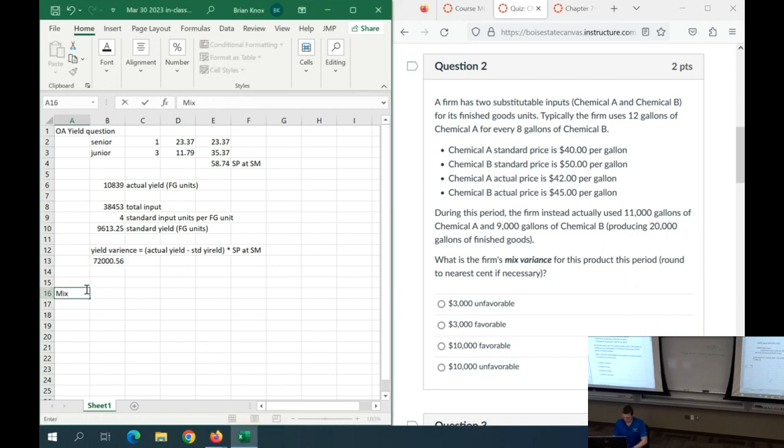All right, so this is a mix MCQ question, multiple choice question. That's what it stands for. All right, so we have two substitutable inputs, chemical A and chemical B, and we typically use 12 to 8, A to B. All right, so that's 12, 8, A to B, total. This is all our standard stuff.